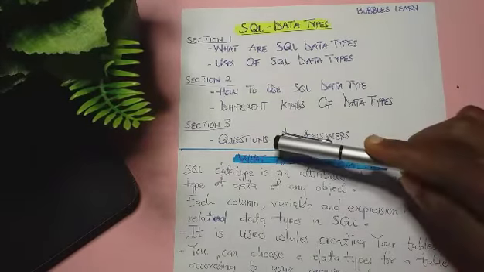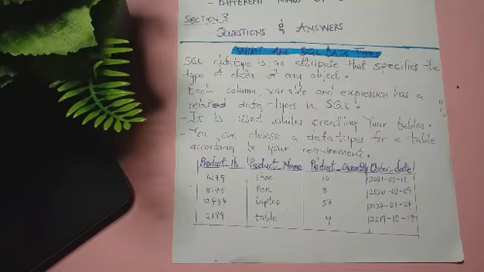What are SQL data types? An SQL data type is an attribute that specifies the type of data of any object. Each column, variable, and expression has a related data type in SQL, and it is used whilst creating tables. And you can choose a data type for a table according to your requirements.